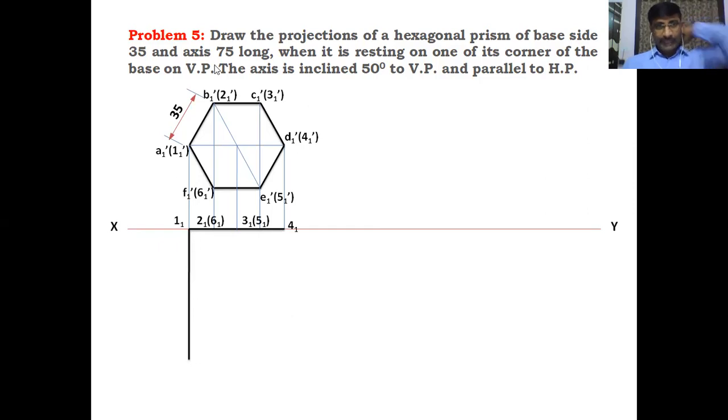This perpendicular line length must be equal to 75 mm because the solid length is 75 mm. So this is the length of the solid. Draw 75 mm long perpendicular to this base from 1,1 and from 2,1 of 6,1. This is the axis line.